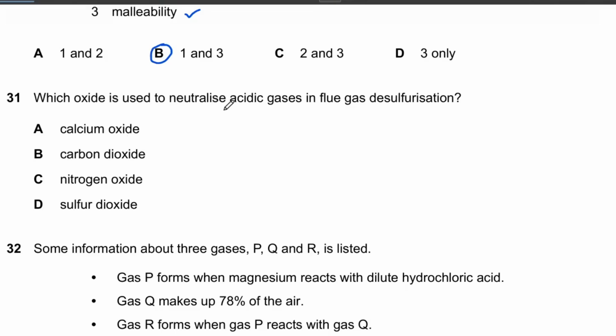Question 31. Which oxide is used to neutralize acidic gases in flue gas desulfurization? The answer is A, calcium oxide. Calcium oxide removes acidic gases like sulfur dioxide.